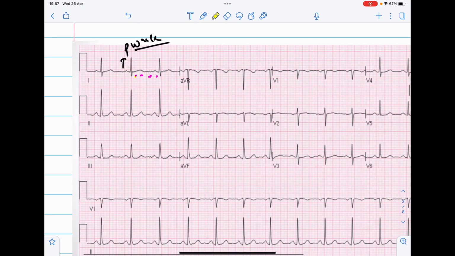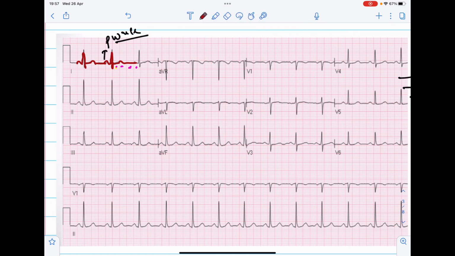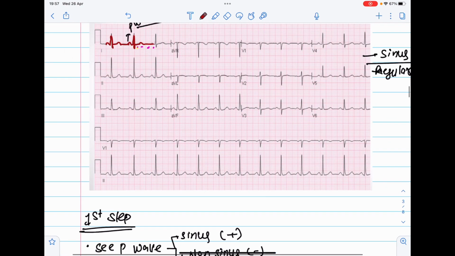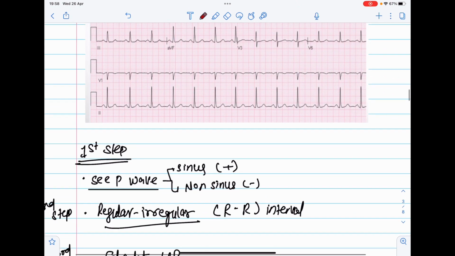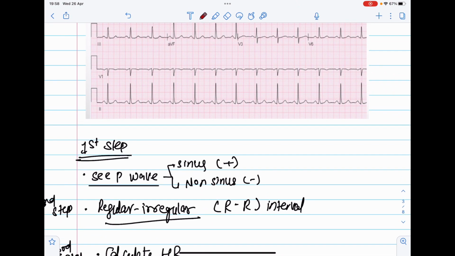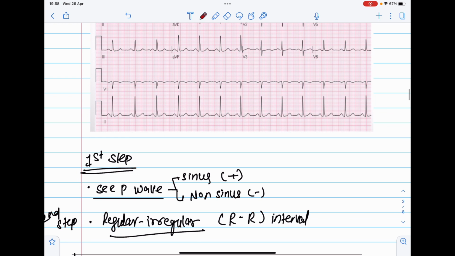Okay, let's see this ECG. Here we can see this P wave again, P Q R S T. Go again, then P Q R S T. So by seeing this P wave only I can say that it is sinus, and regular also. So the first step, whenever we are seeing an ECG, what must we see? We must see whether the P wave is present or not. Yes, the first step is to see the P wave. If the P wave is present, we can say it is sinus. If it is not present, we can say it is non-sinus.